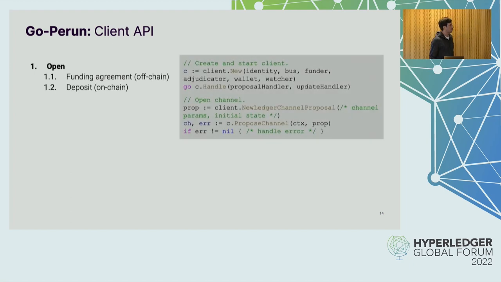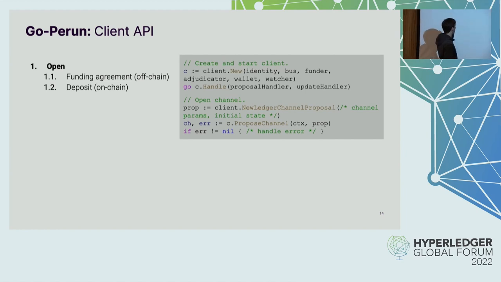And finally, some example of how the API actually looks. This is a bit simplified, but some of it is actual real code. To open a channel, we first need to create a new client object, and here we specify a bunch of parameters: the identity, the messaging bus, the type of funder, the type of adjudicator, which wallet is being used, and the watcher, which is basically the service for consuming on-chain events. It can also be an external service. That is why we moved it out of the adjudicator at some point.